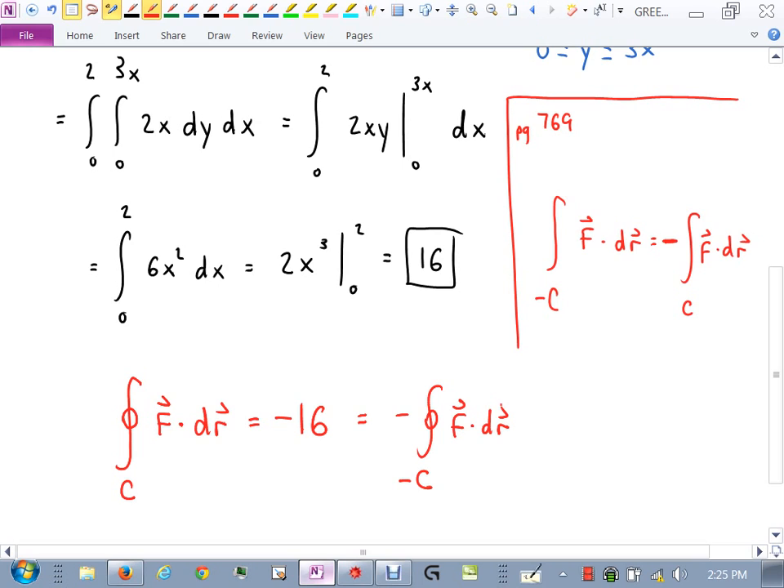Let's change it. Did I put it on there? Hold on. That's with respect to x, y, and arc length. So I thought I had put that. That was for line integrals over scalar functions, not vector fields.